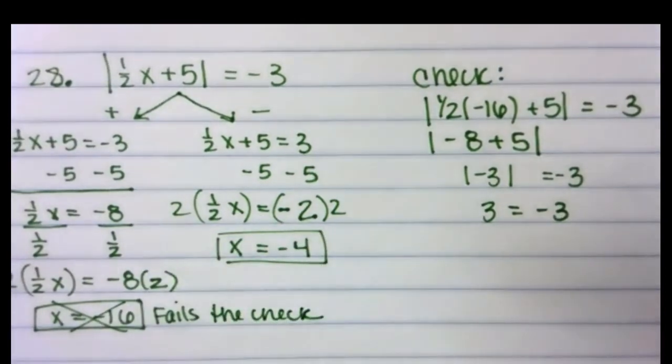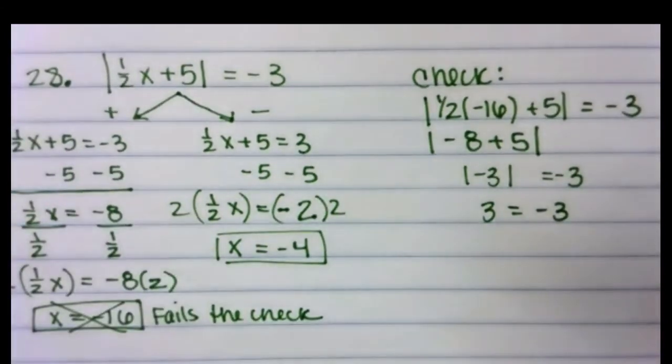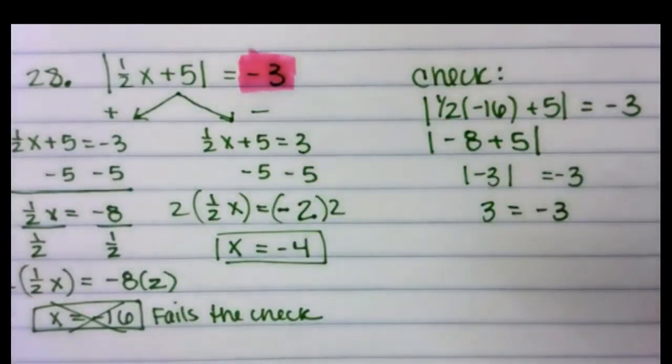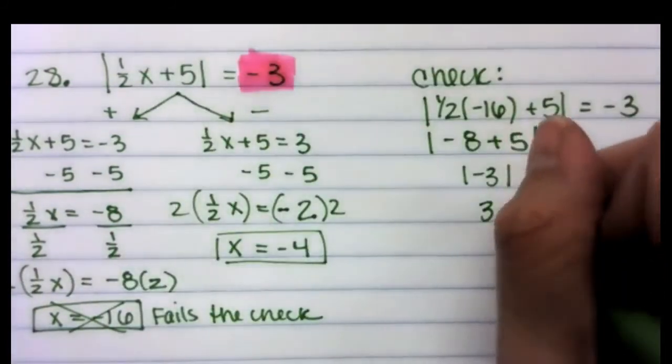Can anybody tell me why it failed the check? What could I have done from the very beginning, Dominique? Who noticed? Nevaeh, what do you notice? We notice that the absolute value equals a negative number. The absolute value is always positive. So can an absolute value ever equal a negative? So what does that tell you about 28 in general? It's no solution.